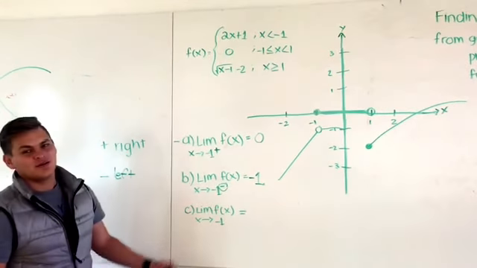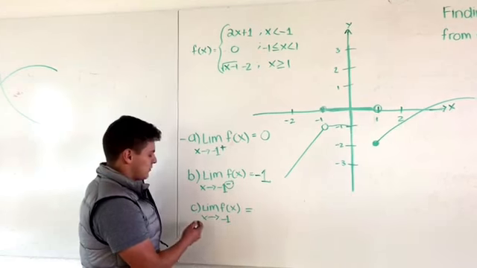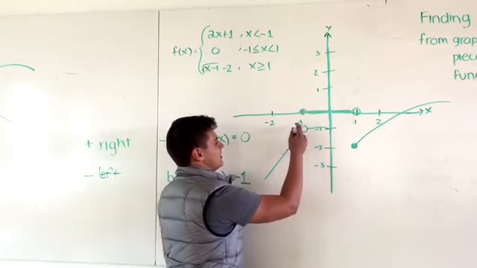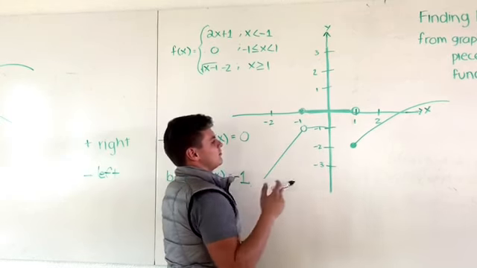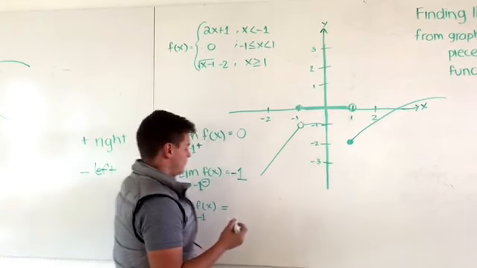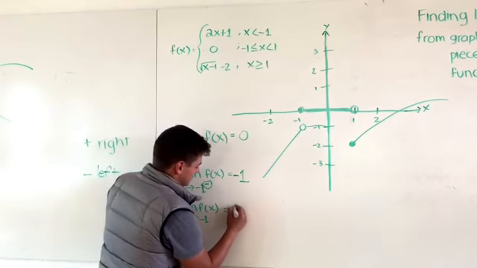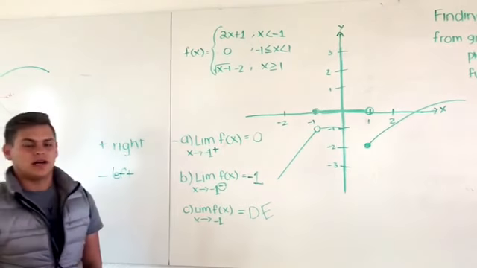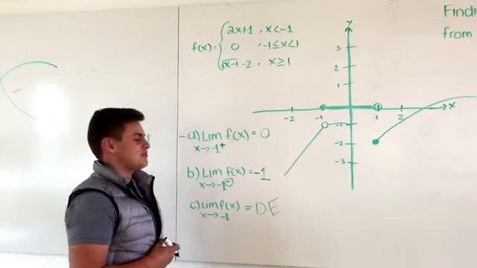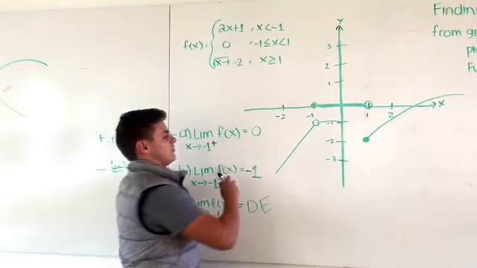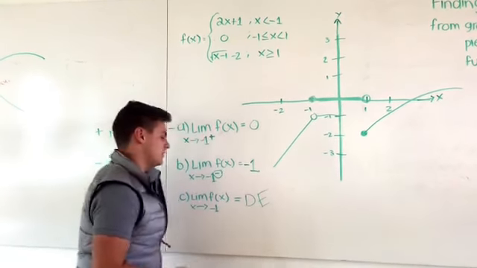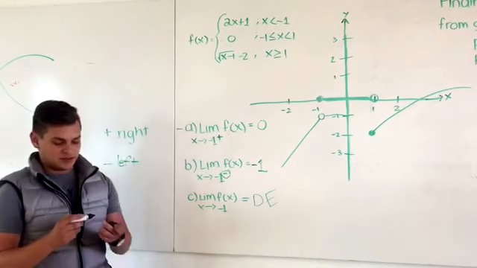In letter C, we need to find the limit when x approaches -1. But in our graph, -1 has two different points that come from different sides. So because of that, the limit doesn't exist. Because for a limit to exist, it needs to come from the left and from the right, but meet at the same point. So this one there is no limit.